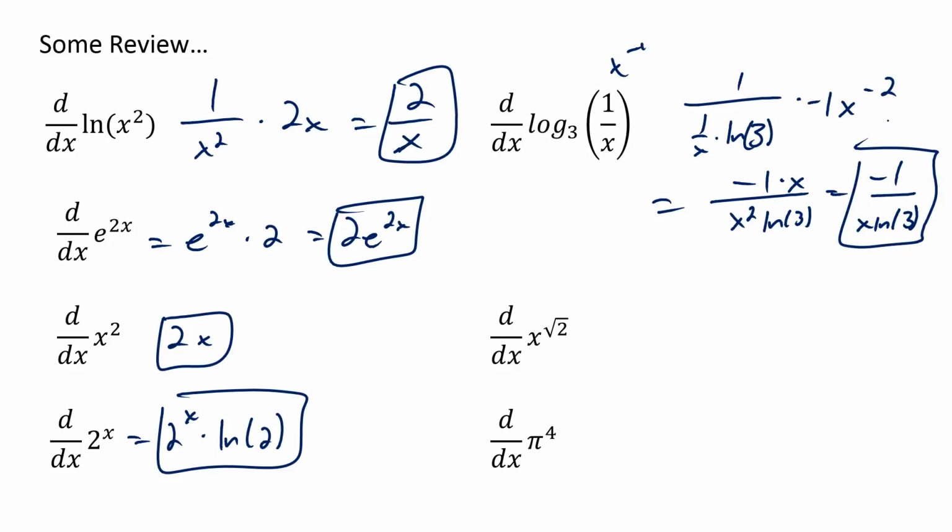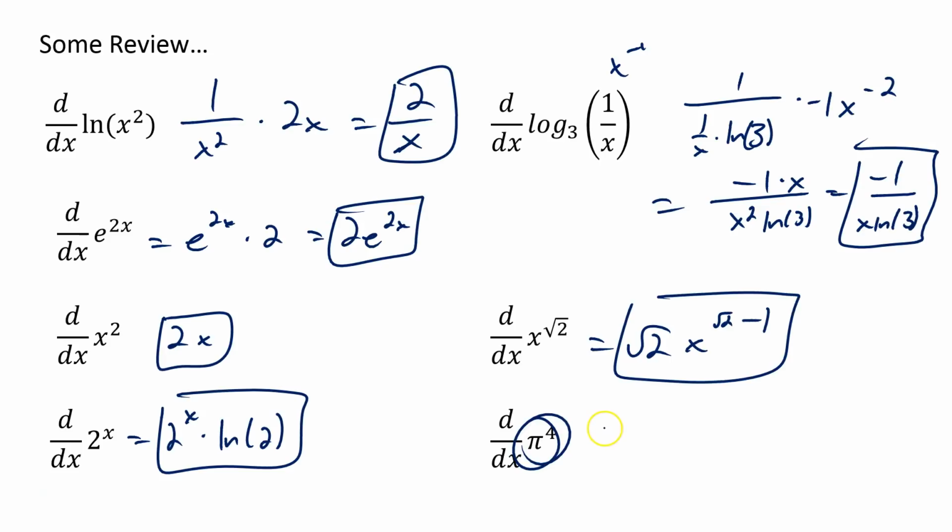All right, derivative of x to the root 2: root 2 times x to the root 2 minus 1. Can't really combine those, so I'll just leave it like that. Ooh, did I catch anybody on this one? Who said 4 pi cubed? Pi to the 4th is a constant, and derivative of any constant is 0. Hopefully I got somebody on that one. I was trying to catch you guys.